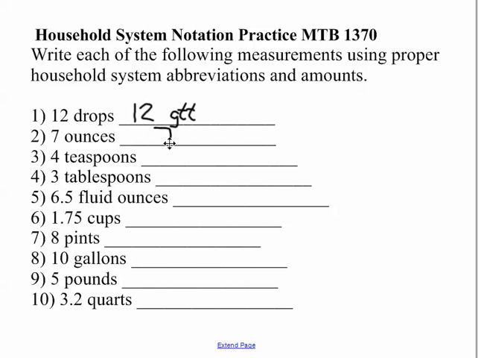7 is a whole number, so we just write 7. And ounces is OZ. If it was fluid ounces, it would be FL space OZ when we're talking about liquid measurement. But this is 7 ounces, not fluid ounces. 4 teaspoons would be a 4.